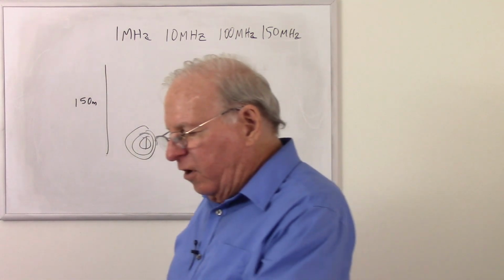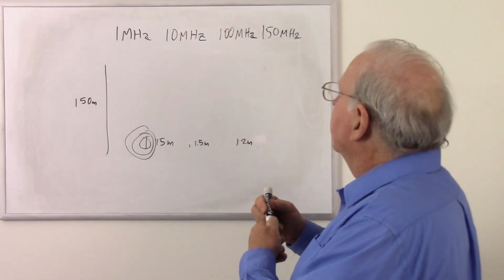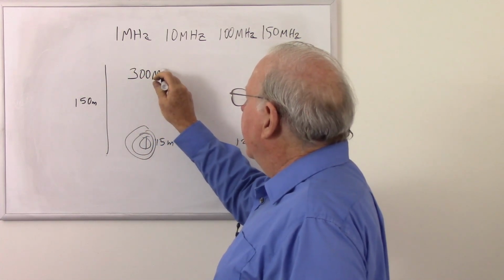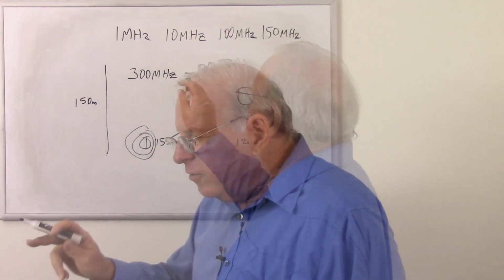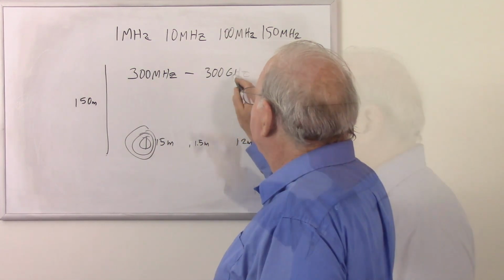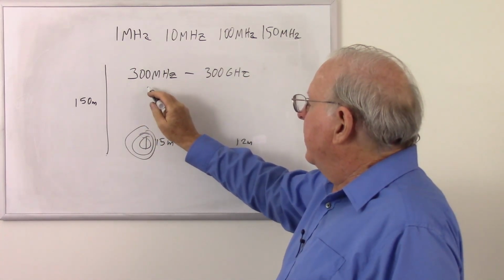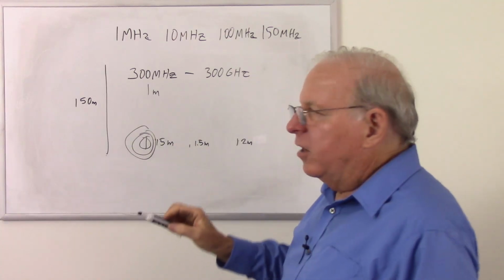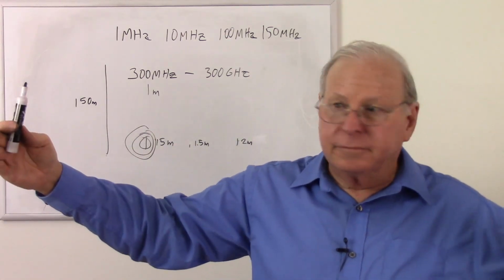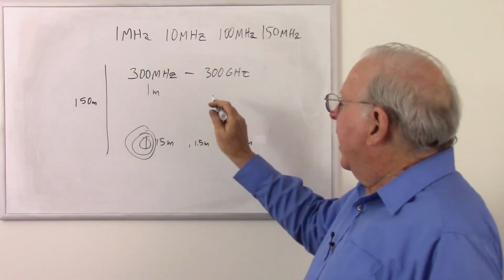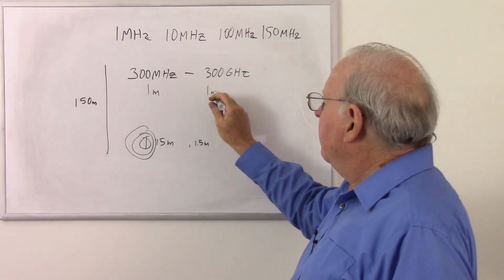Okay, microwaves. You've all heard of microwaves. We're talking about 300 megahertz to 300 gigahertz. So what's the wavelength going to be at 300 megahertz? That's going to be 1 meter. So at 300 megahertz, we're going to have 1 meter wavelengths, so about that big. But then we go to 300 gigahertz, we're going to have 1 millimeter.